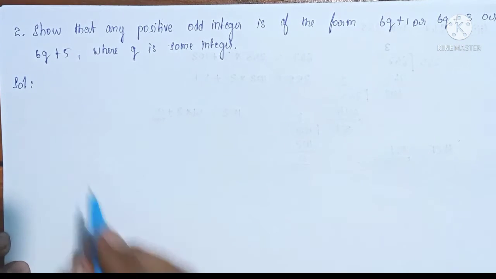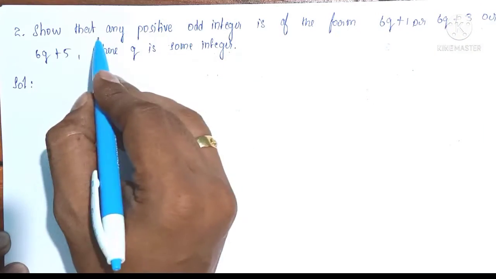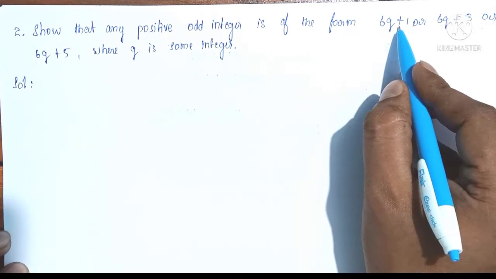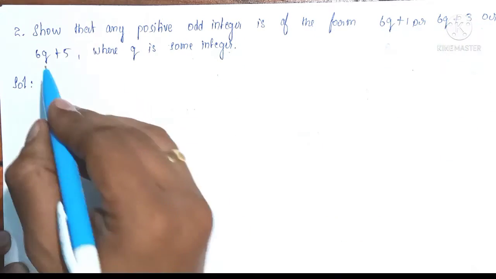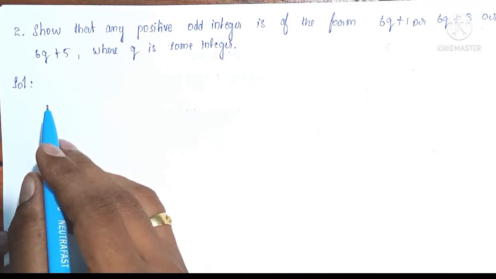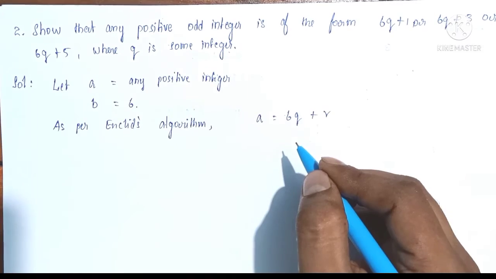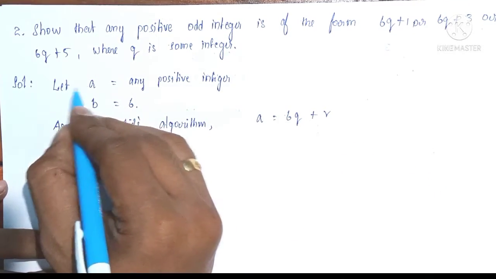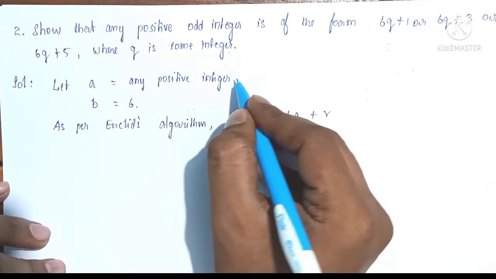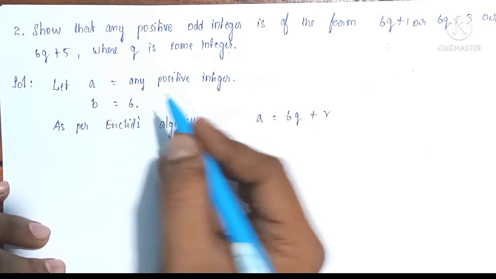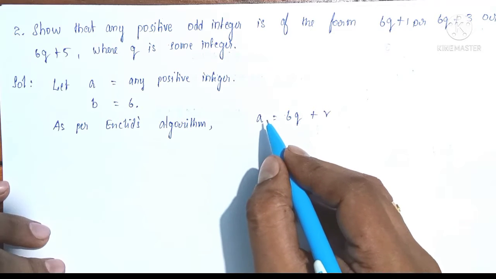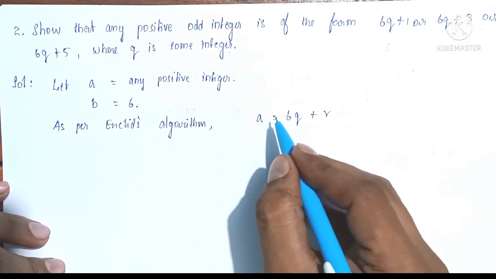Okay, let's move on to the next question. The question is that show that any positive odd integer is of the form 6q plus 1 or 6q plus 3 or 6q plus 5 where q is some integer. Okay, so let's consider a as any positive integer, and b is equal to 6. As per Euclid's algorithm, we already know that if a and b are any positive integers, it can be written in the form a is equal to bq plus r.